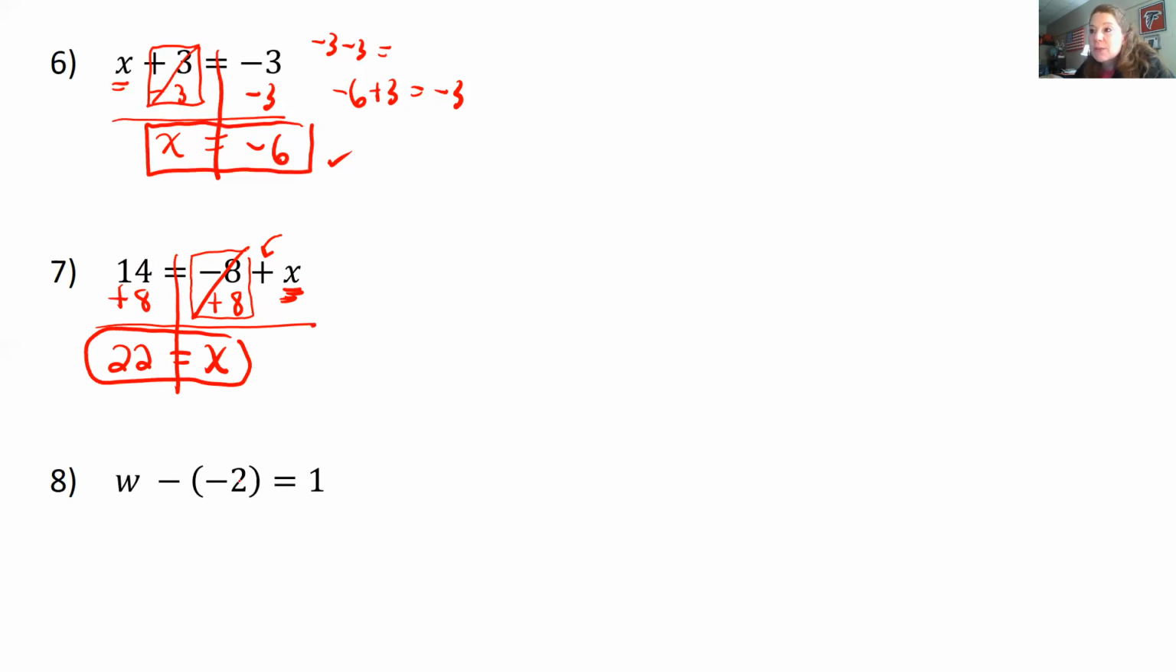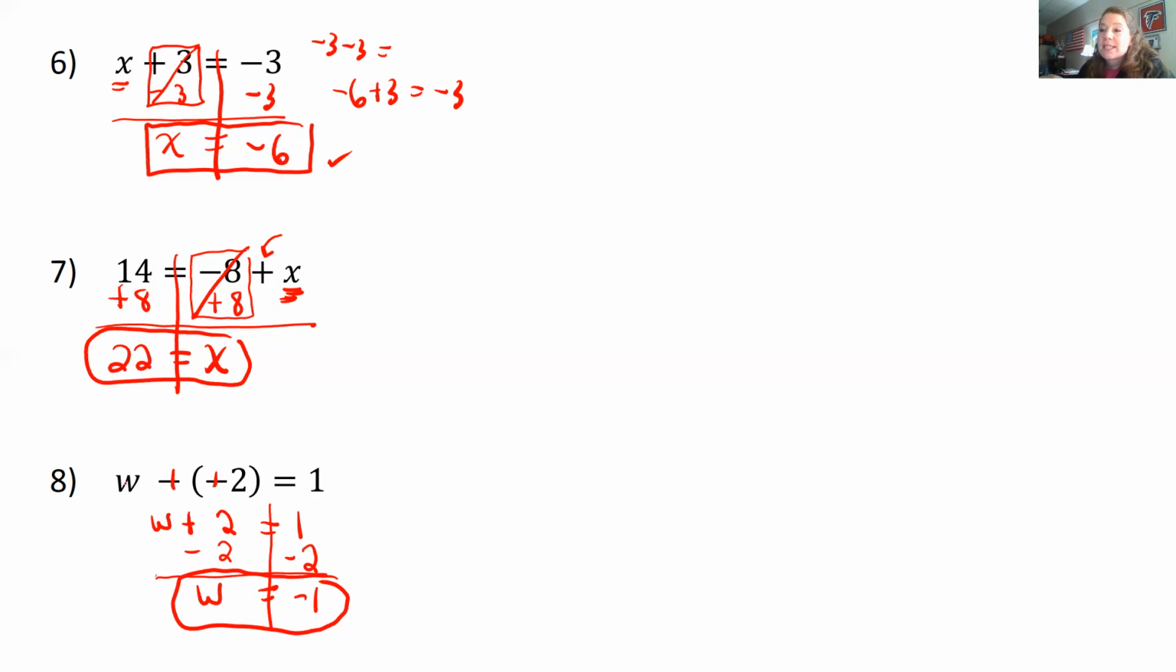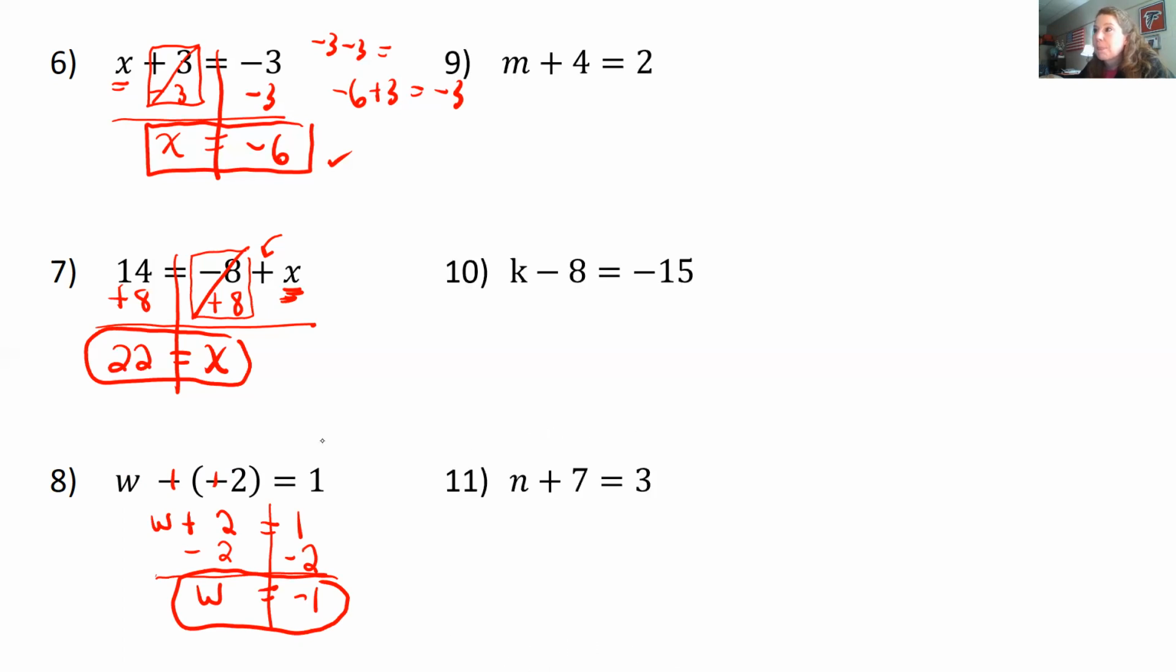Now look at number 8. See how it's written? We have minus a negative. So before you ever start trying to solve for W, you're going to do bam, bam, and rewrite this. W plus 2 equals 1. Now what is on the side with the variable? Plus 2. So we're going to do the opposite. We're going to subtract 2. So now we bring down our variable, our equal sign, and 1 minus 2. 1 minus 2 is -1. So if I plugged in -1, does -1 plus 2 equal +1? Yes.